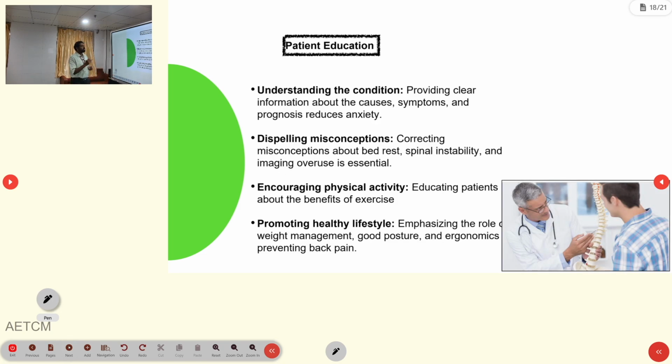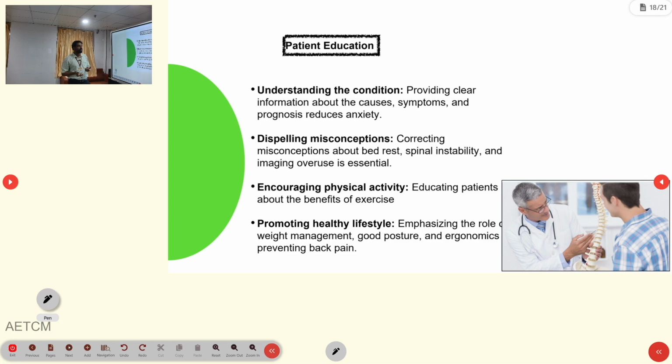So patient education is to help them understand the condition. So most of the patients have fear avoidance behavior, because they have lots of misconceptions about their low backache. So like Sir said before, most of the people have the concept that all the low back pain is because of a problem with the disc.